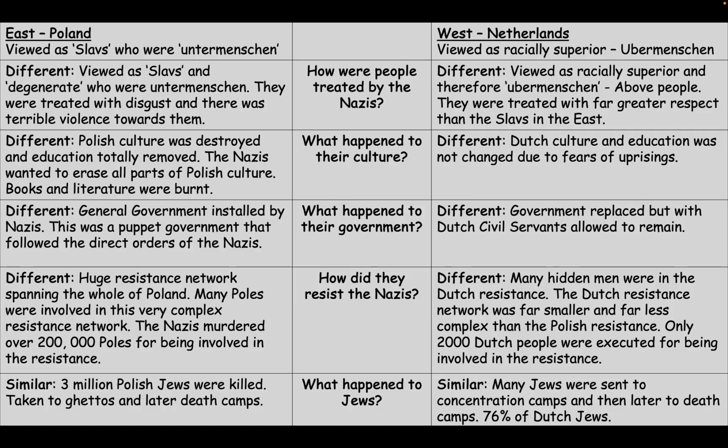So that is the similarity between them. How they resist is different. What they do to the government is different. What happens to the culture is different. How they're treated by the Nazis is different. But what happens to the Jews is similar. They remove the vast majority of the Jewish population from both Poland and the Netherlands.